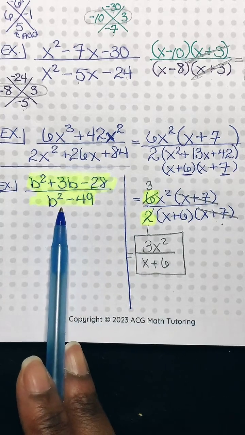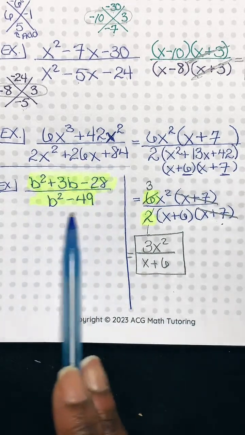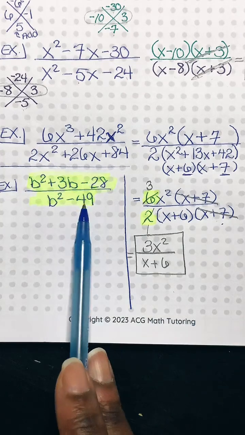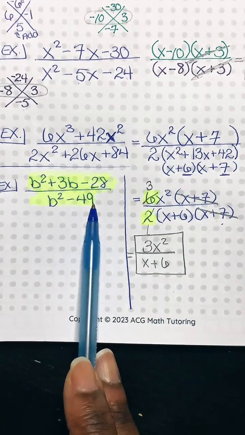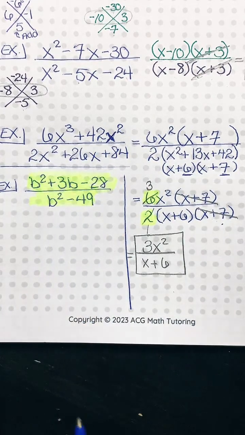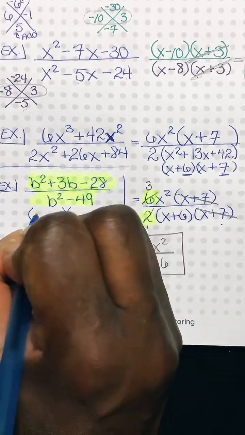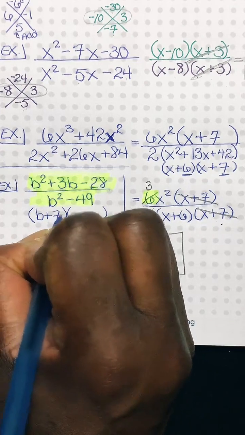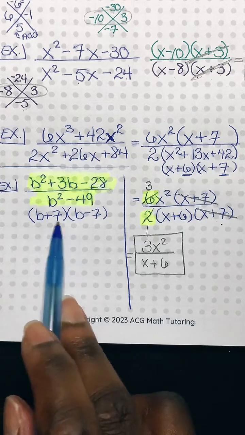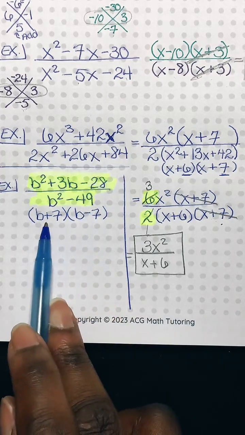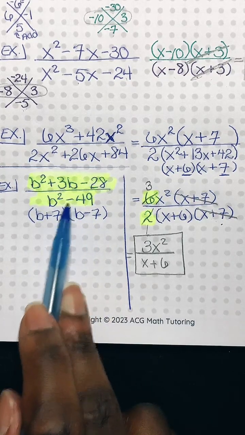Okay, so Kevin, this is what we're talking about. This denominator, this is a perfect square. Okay, because since it's a negative, b squared minus 49, 49 is a perfect square. So this will give me b plus 7 and b minus 7. Okay, because 7 times 7 gives me 49, and one has to be positive, the other one has to be negative in order for it to be negative.